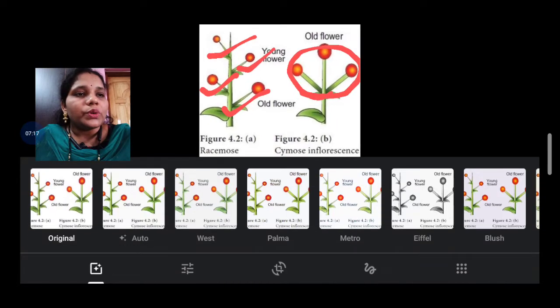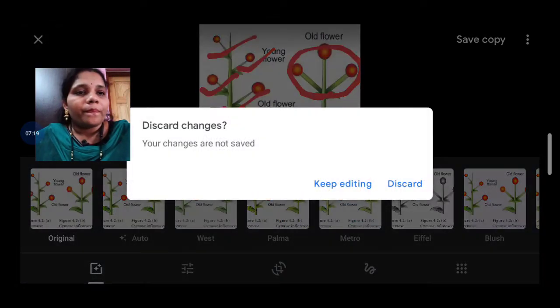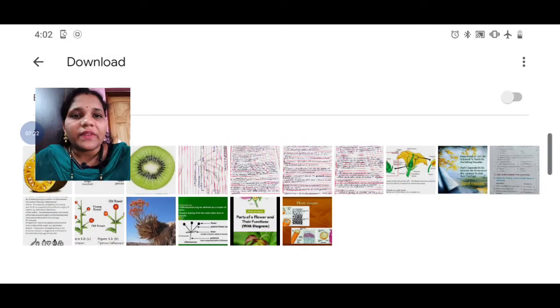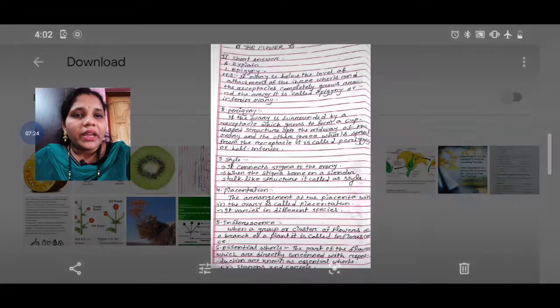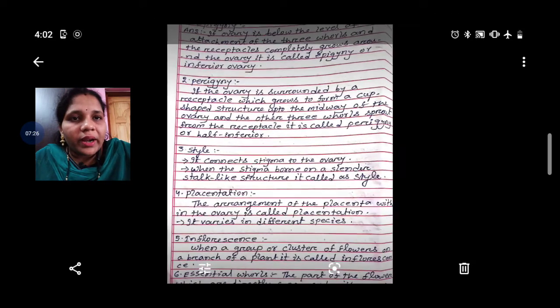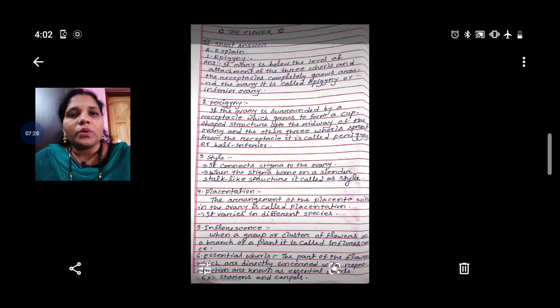Next comes the question and answers which are given in your book. Here are some questions and answers. You can write from here. You see your question from the book and write the answer.